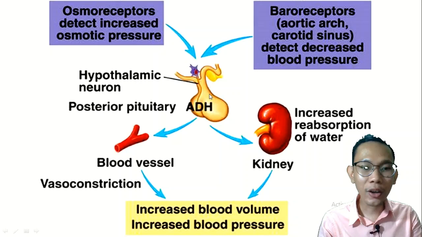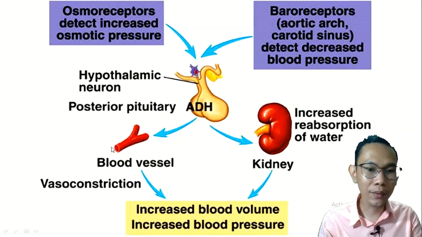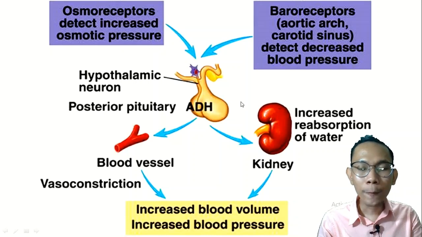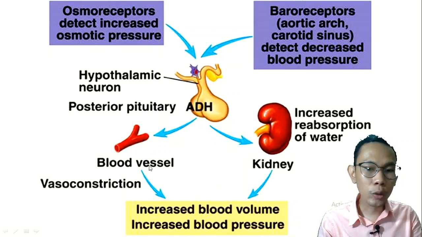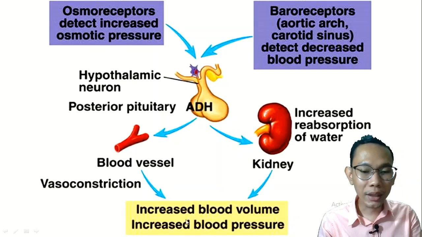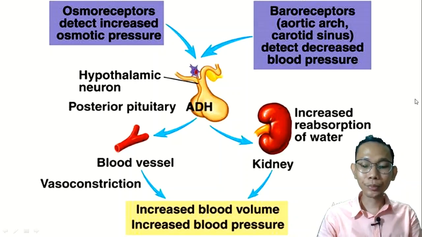And this antidiuretic hormone will have effects on your blood vessel via the V1 receptor to vasoconstrict, or via the V2 receptor in the kidneys to increase reabsorption of water. So when you are able to constrict your blood vessel or increase reabsorption of water, it will now correct the increased osmotic pressure or decreased blood pressure into increased blood volume and increased blood pressure.